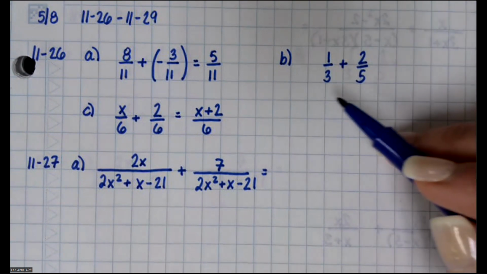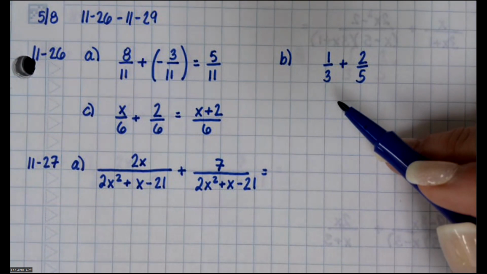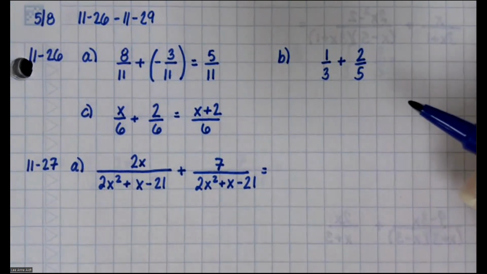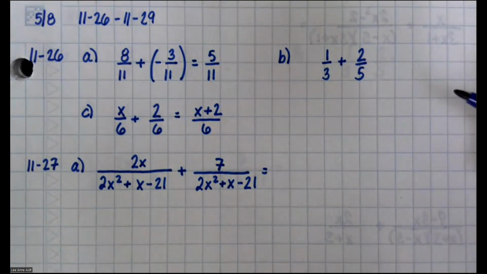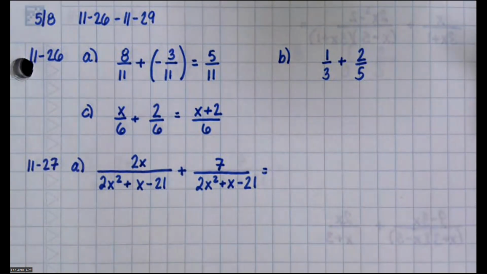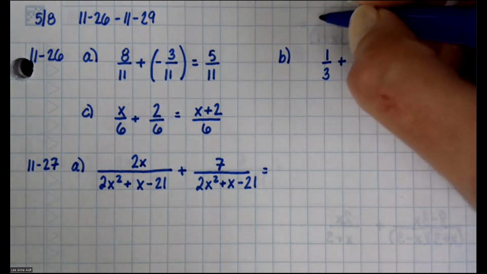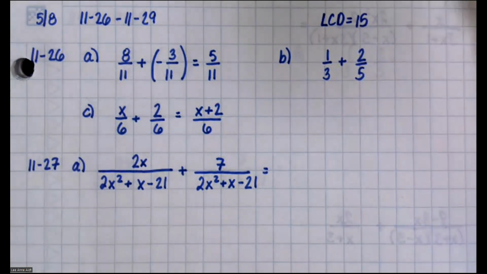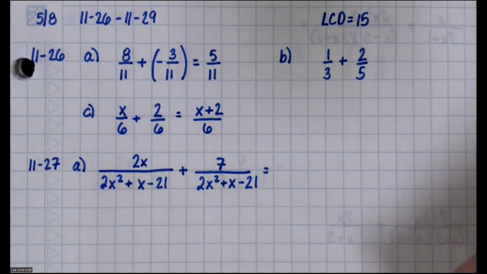Okay, I don't have a common denominator, but from your fifth grade knowledge, fourth, somewhere in there, 4.5 grade knowledge, what is the common denominator? 15. Okay, so we're going to write up here, least common denominator equals 15. That is not true. Okay.